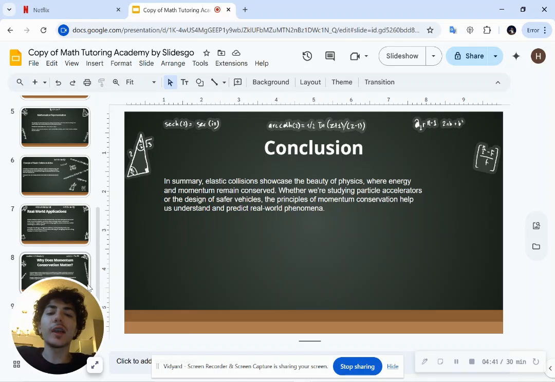Conclusion. In summary, elastic collisions show the beauty of physics where energy and momentum remain conserved. Whether we're studying particle accelerators or the design of safer vehicles, the principle of momentum conservation helps us understand and predict real world phenomena.